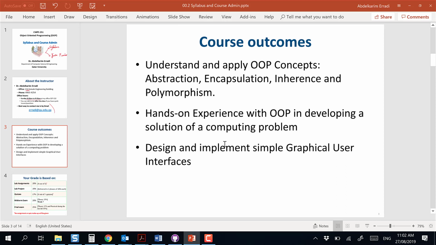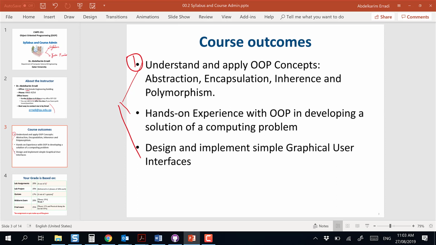So the goal of this course, we have three goals. The first one is to understand and apply object-oriented concepts. That's what we will be studying and discussing and applying throughout the first half of the semester. Of course, at this stage, this might not make much sense, but as we move forward, it will become clear. Second goal is to have hands-on programming experience in applying this object-oriented concept to solve problems.